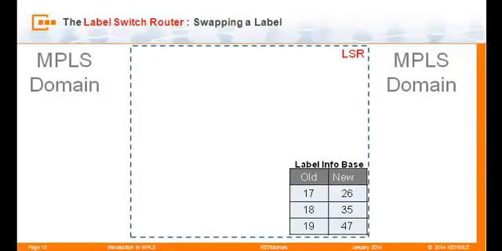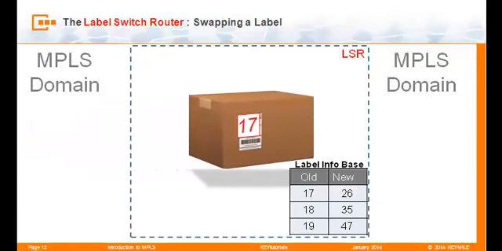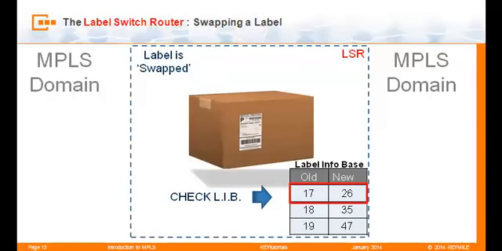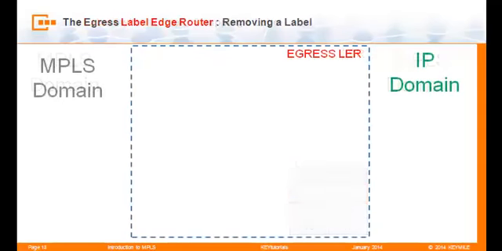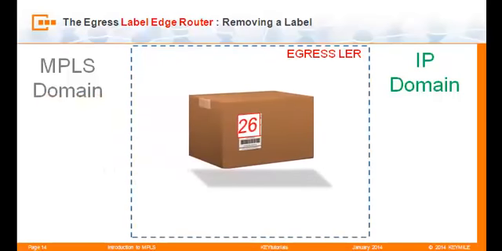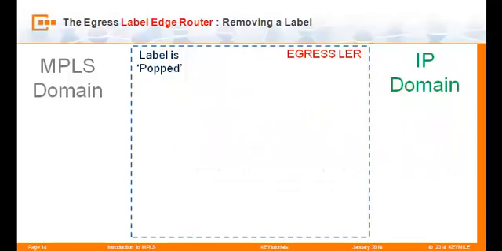Inside the MPLS domain, the packet arrives, there it is, at the label switch router. The LSR checks the packet's label in its label information base and swaps it for a new number, and then forwards it on into the MPLS domain. Finally, the packet arrives at the edge of the MPLS domain at an egress label edge router. The LER removes or pops the label and then forwards the packet on according to normal IP forwarding rules.